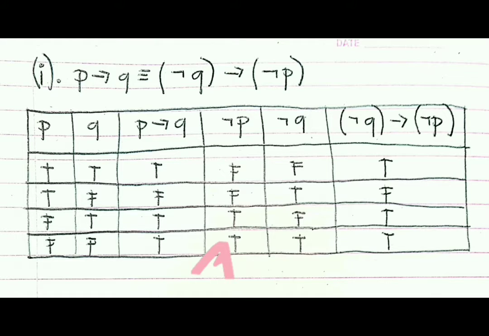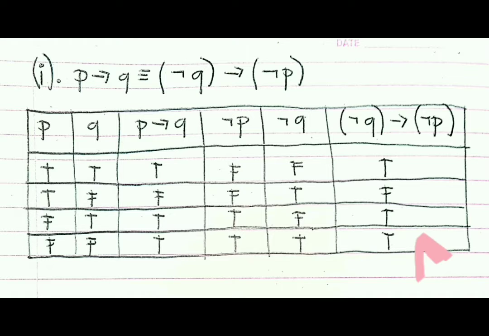In column 4 of the table, which is the not P, if the value of P is true, we interchange it into false. If false, we interchange it into true. So the value of not P is false, false, true, and true. In column 5, which is the not Q, if the value of Q is true, we interchange it into false. If false, we interchange it into true. So the value of not Q is false, true, false, and true.